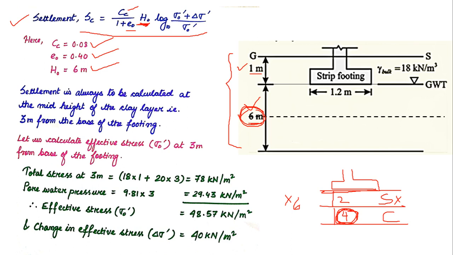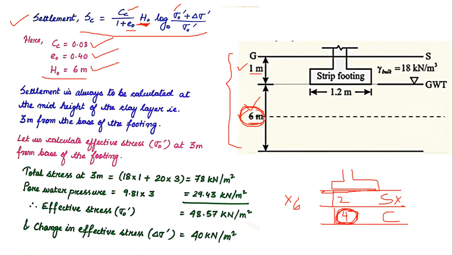So I have fixed that H naught in this case will be 6 meters. Now I need to know sigma naught. So what is sigma naught? Sigma naught is the initial effective stress. That means before the construction of the footing, the stress applied in the soil layer is known as the initial effective stress.